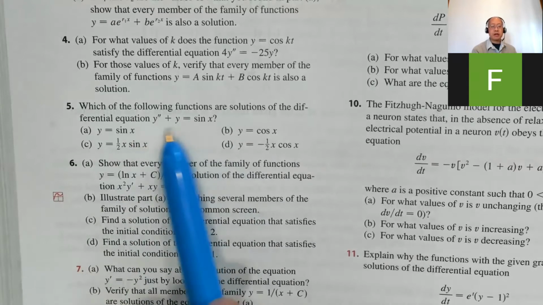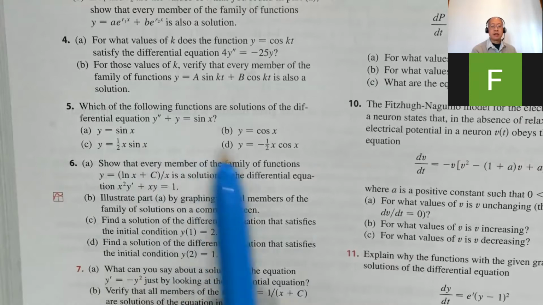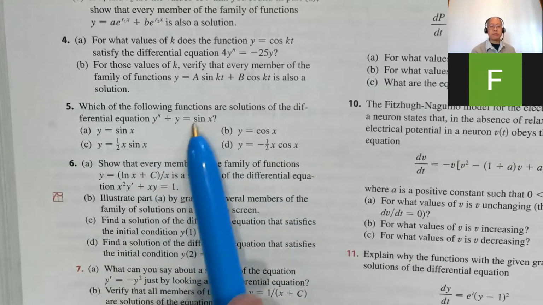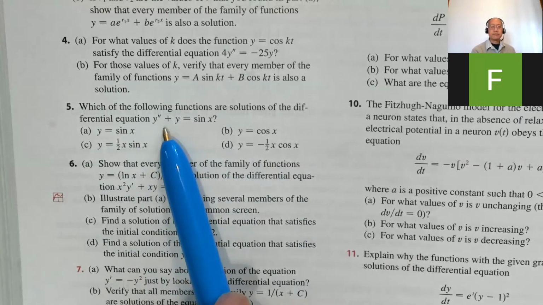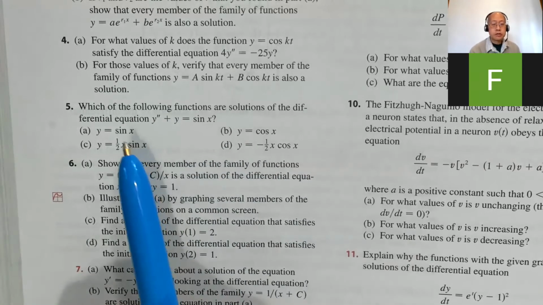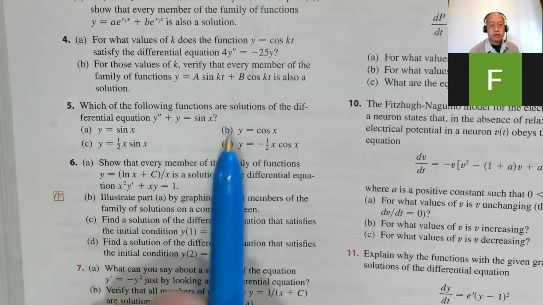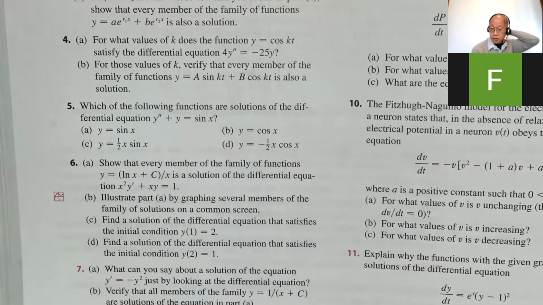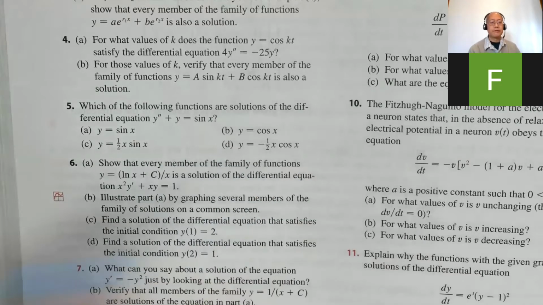Okay, A seems like it's plausible, and there's a sine x there. D looks kind of complicated, negative 1/2 x cosine x. It doesn't seem like it might work, but all we're going to do is try it. Try this, see if it works. I'll do A and D for you. You do B and C.